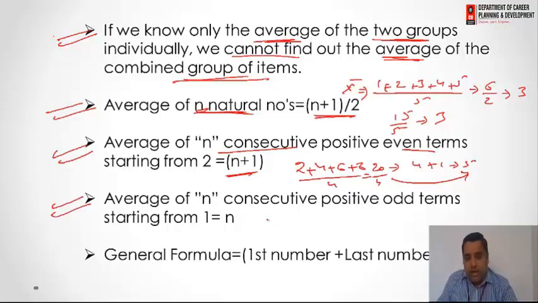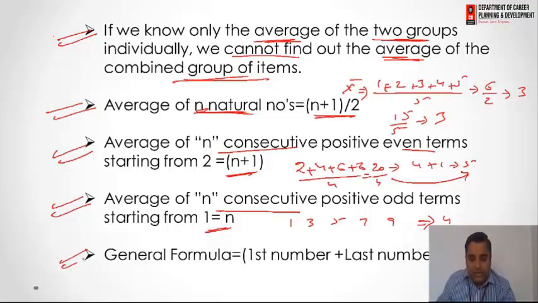Next we have the average of n consecutive positive odd numbers, which is n, starting from 1. Like the average of 1, 3, 5, 7, 9 is. Now in this, what we have is 5 consecutive odd positive numbers, so n is 5. So the average is 5 itself, because the number of consecutive odd terms we have is 5.